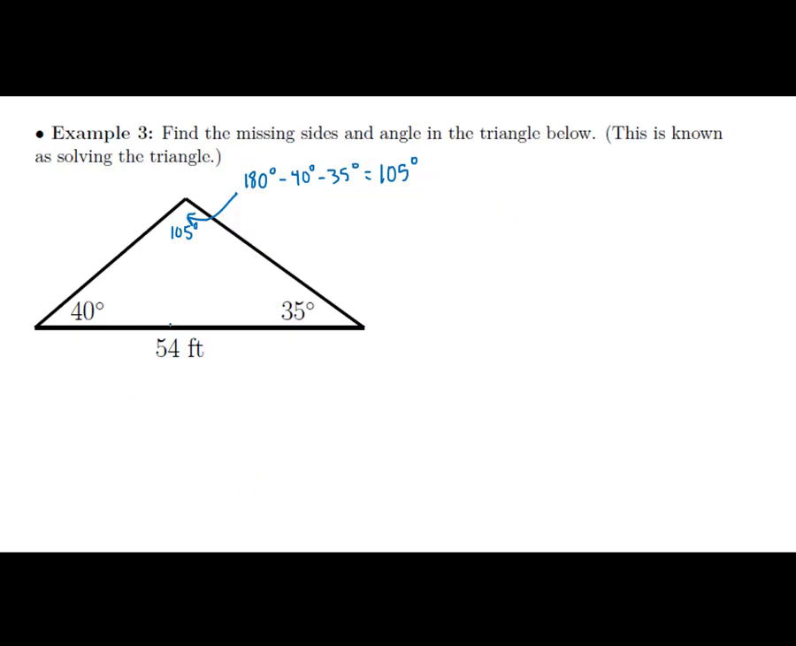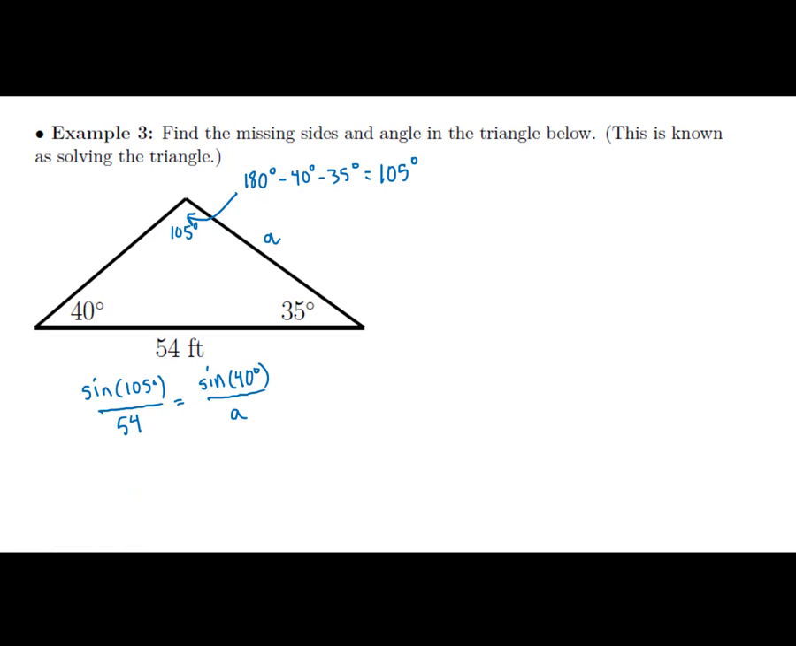Okay, so I know this 54 feet, and now I know this 105 degrees. So what I do know is that the sine of 105 degrees divided by the length of the side opposite to that should be equal to the sine of 40 degrees divided by a, if I call this opposite side here a. That's what the law of sines says. And so now we just have this little proportion to solve here.